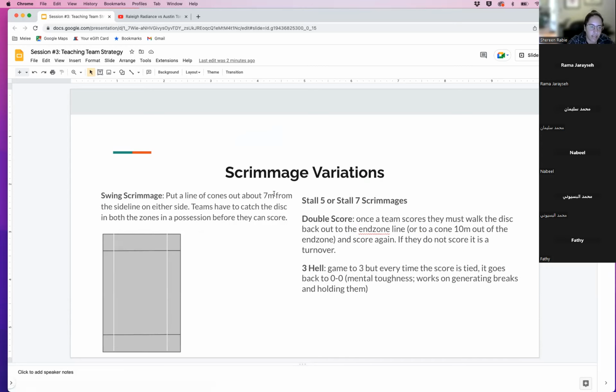And then scrimmage variations. Again, you can do things in scrimmage that will drill some of the concepts that you're teaching in your offensive sets. So one thing I like to do if we're playing a horizontal stack is to do a swing scrimmage. So you'll put cones about 7 meters from each sideline, and the team has to catch the disc in both zones before they can score. So that practices using the width of the field.